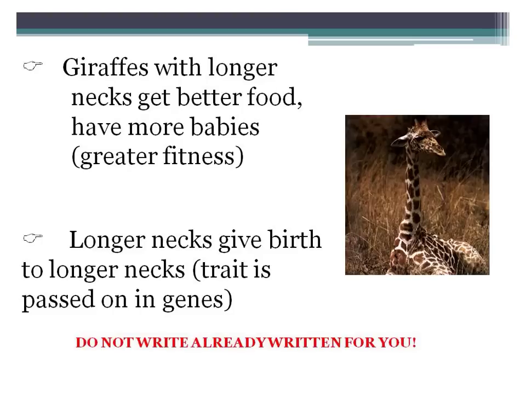As the species struggle to survive, the advantageous traits, or the traits that are more favorable for survival, begin to appear more and more within the population. Just like when we look at giraffes, giraffes with longer necks get better food, thus they have more babies, they have a higher fitness, thus more children are being born with longer necks, so that trait is being passed along at a higher frequency, thus changing the allele frequency, meaning that the allele that is coding for longer necks is going to be appearing more often, thus it's going to increase.